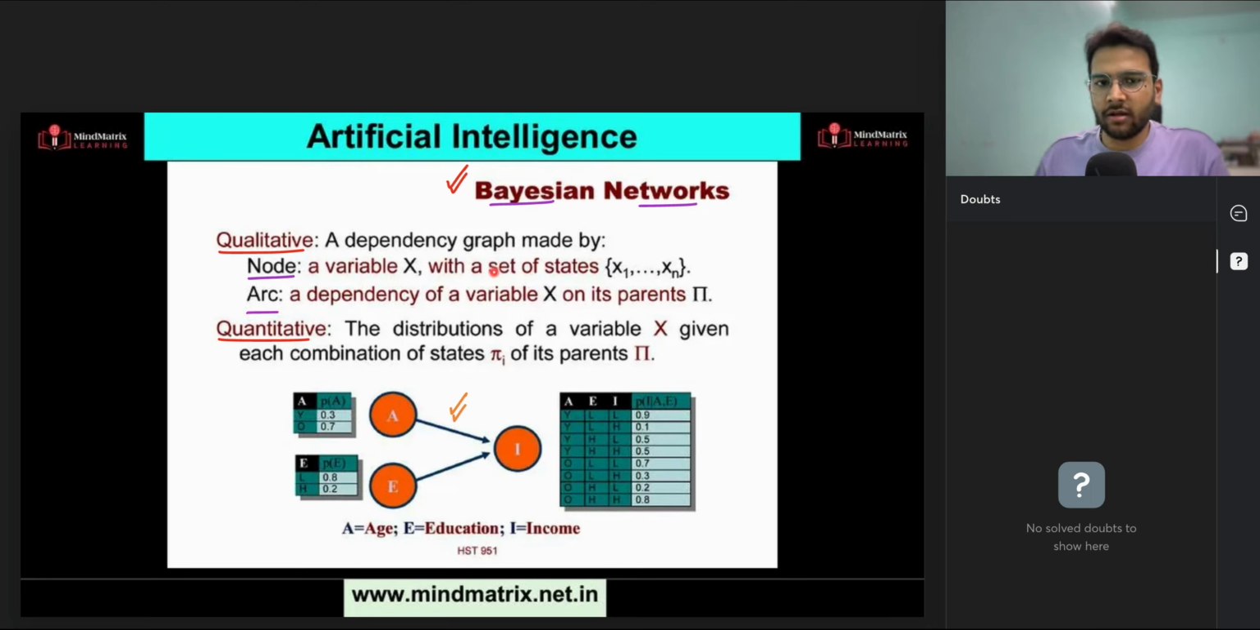And you can say like variables X, a variable having a set of states. So for example, let's say this is the example of age. A represents age. Now A can have set of states, right? Whether you can say that person is young or person is old. So there are some set of values that this variable can take. Basically, these are random variables. And an edge will be there that represents the dependency. We will see in detail. So carefully see here, dependency of a variable X on its parents, right?